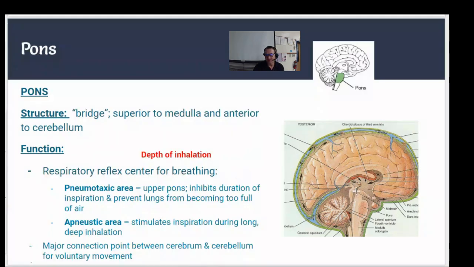And now we have the pons, located just inferior to the midbrain and superior to the medulla, and also anterior to the cerebellum. You have the pons right here, this bulging region right here.